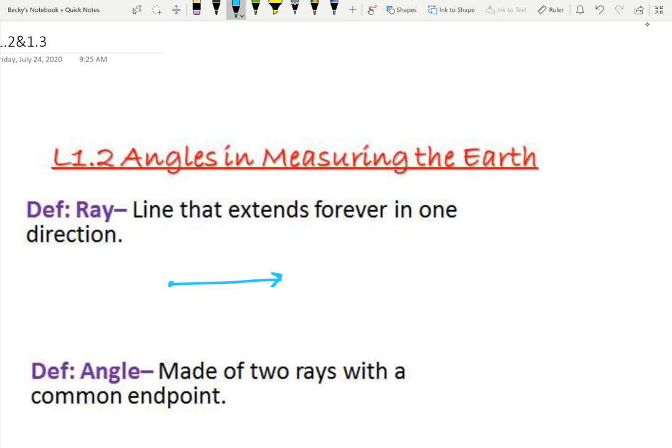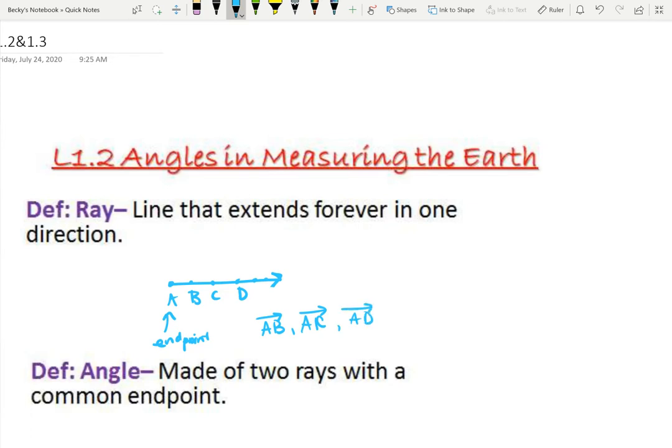Now on this ray, there's an unlimited amount of points on it. It doesn't really matter how many points are on it. When you name it, you're going to name it with the endpoint and then any other letter. So this ray essentially has four names as it is now. You can call it AB, and when you draw it, you put an arrow to the right. It always goes to the right. You could name it AC or AD.